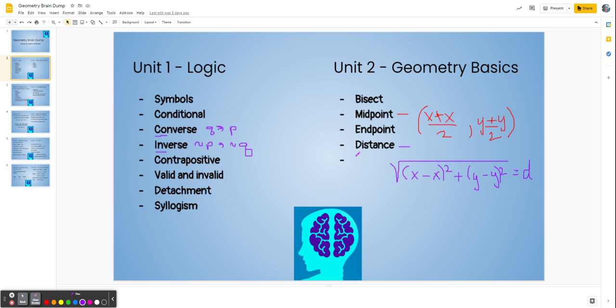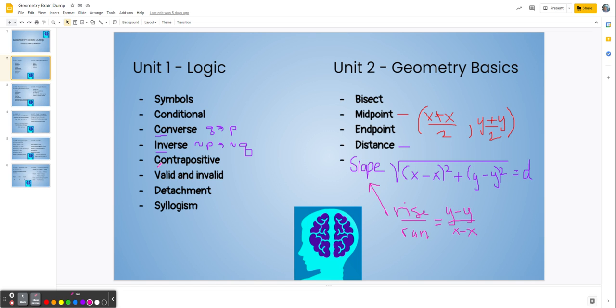Ooh, I forgot slope over here. What's the slope formula? How do I find slope? Rise over run. How do I rise? On the X's or the Y's? So we need to do rise over run. Y minus Y over X minus X. Okay.